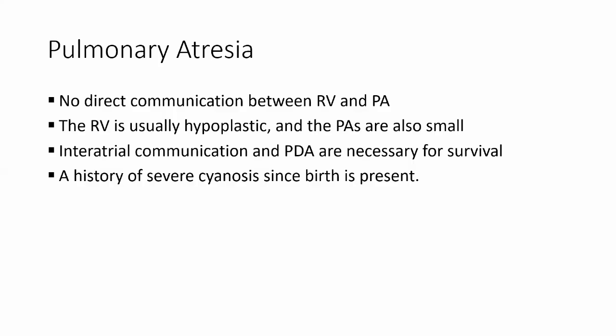The systemic and pulmonary venous return mix in the left atrium, and they go to the left ventricle to supply the body and the lungs themselves. And there's a history of severe cyanosis, usually from birth. You usually need this intra-atrial communication, or a PDA, for survival.